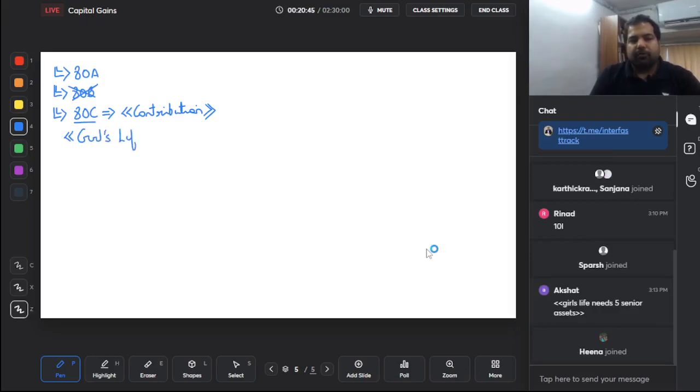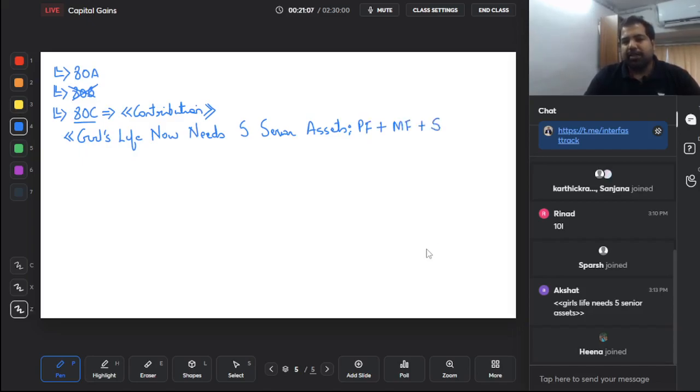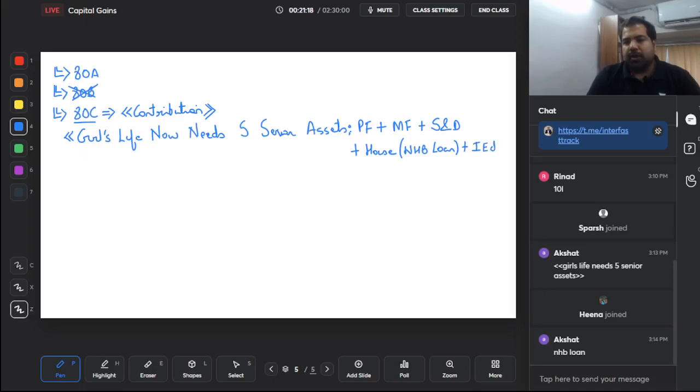Girls' life now needs 5 senior assets. So girls' life now needs 5 senior assets. What does a girl's life need now? It needs a provident fund. It needs mutual funds. It needs specified shares and debentures. It needs a house which has been bought through a national housing bank loan, and it needs Indian education. Guys, this is a list, and if you contribute for these things, you get a deduction under 80C.